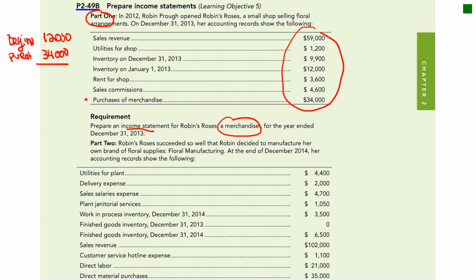So in this case, this purchases would represent everything, including any sort of shipment costs and so forth. They just lump that into one amount. So at this point, we are at $46,000, and that would be how much merchandise is available for sale. Then we would subtract out the ending inventory balance.